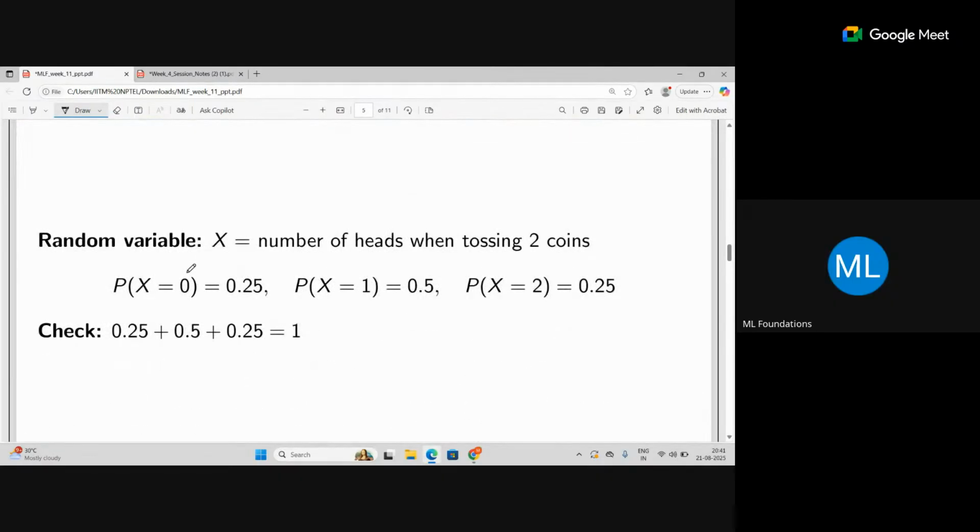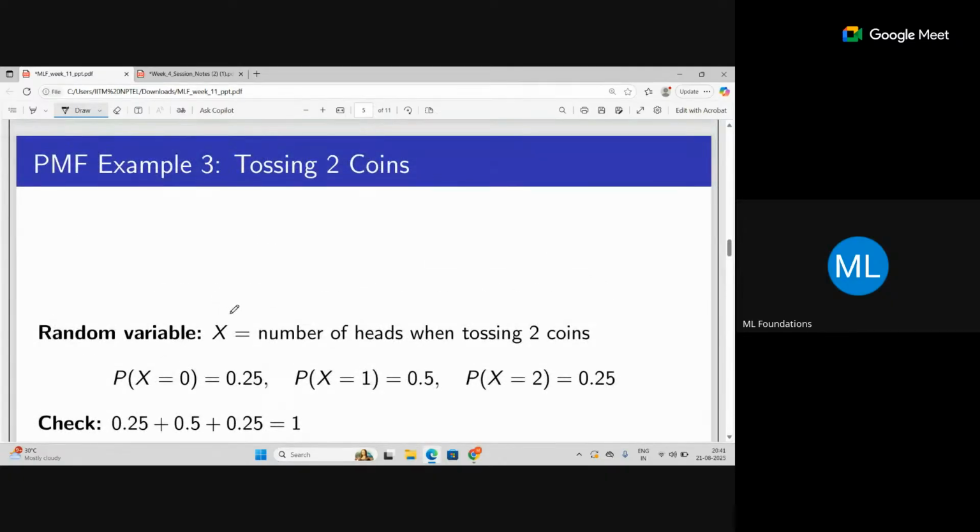Okay, tossing two coins. If I toss two coins, and this is my random variable, the number of heads when tossing two coins, how many outcomes are there, or what values will it take here? Number of heads when tossing two coins. 4. What are those outcomes? Head head, head tail, tail head, tail tail. Yeah, so if I write down all the outcomes, it will be like this.